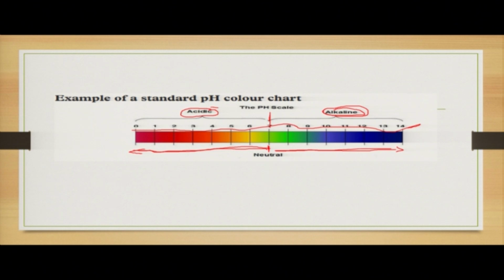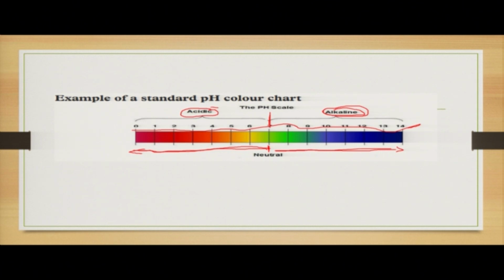So in the middle here, we have the neutral point, which is the 7. So that neutral point indicates that the substance is neither acidic nor basic. So when you're moving towards 0 on your left from 7, that is an increase in the acidity. Moving from 7 towards 14, you are increasing the pH, and that means you are increasing the alkalinity of the solution. What am I trying to say here?